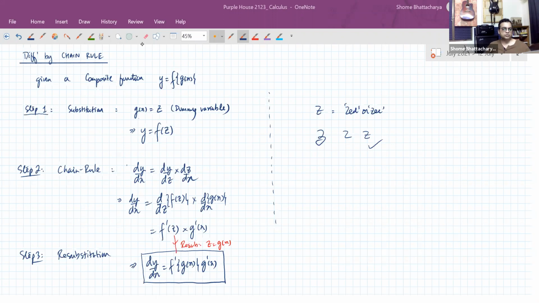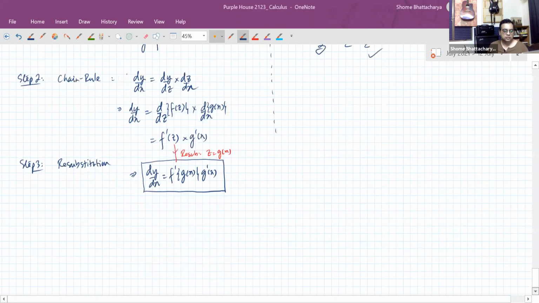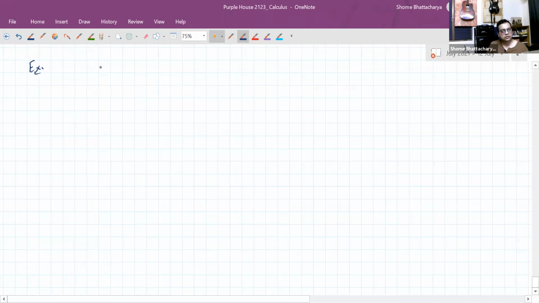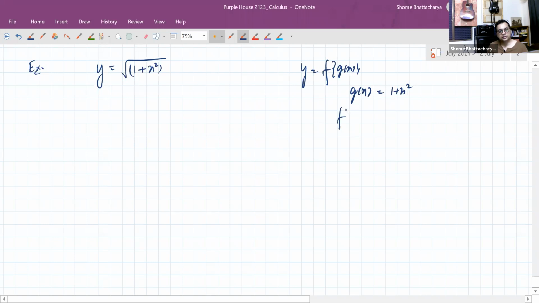So now let's apply this to, we can start with that example question we were doing earlier. So y is equal to square root of 1 plus x square. That was our example. So here, what was the inner function? If y is equal to f of g(x), the inner function was 1 plus x square. Okay. And the outer function was the square root function. Or you can write it as square root of g(x) first and then substitute g.